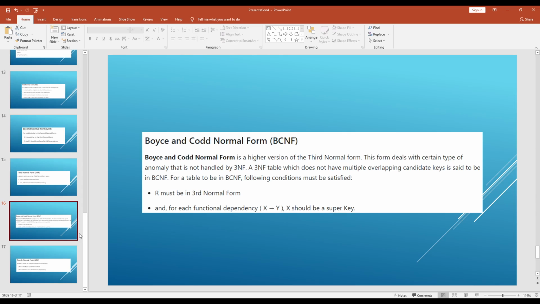What is the difference between 3NF and BCNF? This relation is in 3NF as it is already in 2NF and has no transitive dependency. Also, there is no non-prime attribute that is deriving a non-prime attribute.